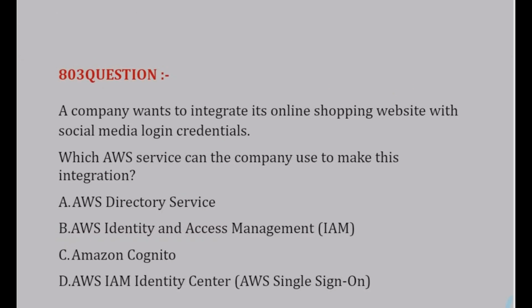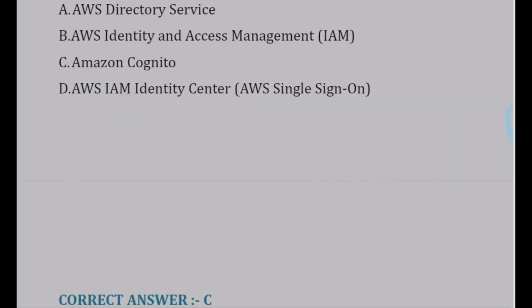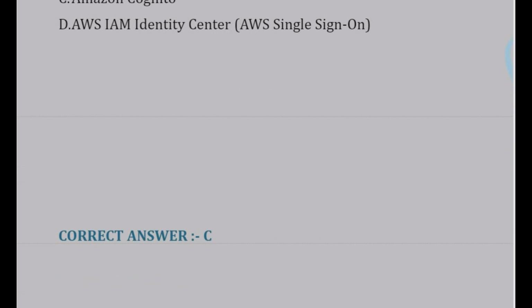Question is, a company wants to integrate its online shopping website with social media login credentials. Which AWS service can the company use to make this integration? Option A, AWS Directory Service. Option B, AWS Identity and Access Management IAM. Option C, Amazon Cognito. Option D, AWS IAM Identity Center, AWS Single Sign-On. Correct answer is option C.